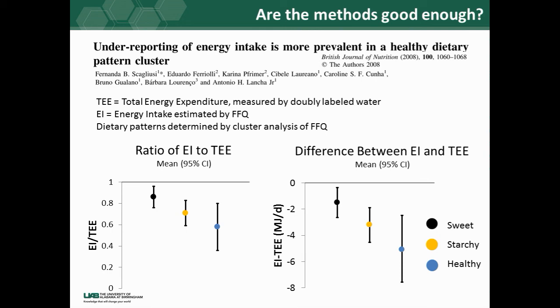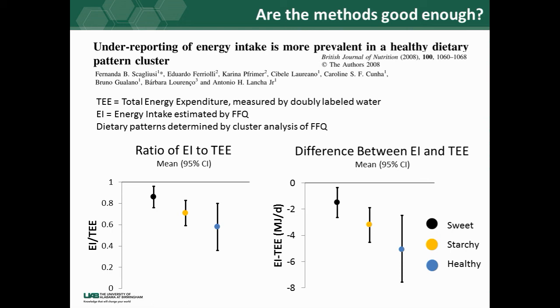For somebody to maintain weight, their energy intake needs to be equivalent to the total energy expenditure. And what we see is that as it goes from the sweet to starchy to healthy, people are increasingly underreporting how much they are actually consuming. You can see that the underreporting can be as much as almost 50% of the calories that they're eating. So when we ask people the total energy of what they're eating, now all of a sudden we're not sure if it's measuring what we think it is.